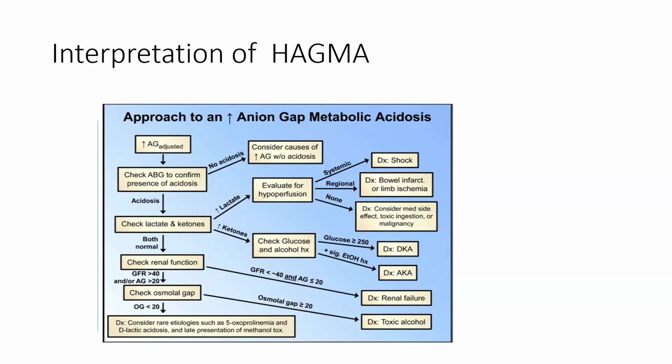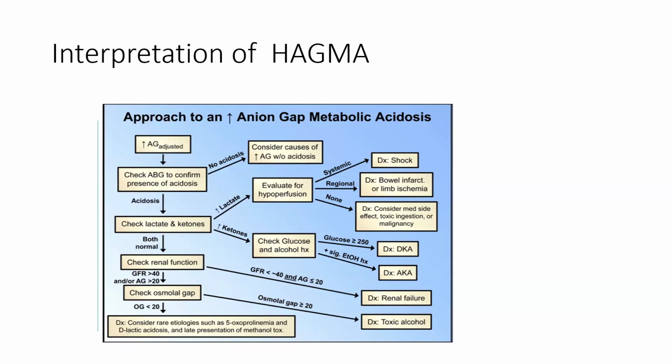And if ethylene glycol, if the alcohol level is high, then consider the cause like alcoholic ketoacidosis. Then check for the renal function. If lactate and ketones are normal, then check for the renal function. If renal function is abnormal, GFR is less than 40, anion gap is less than 20, then consider the renal failure for cause of high anion gap metabolic acidosis.